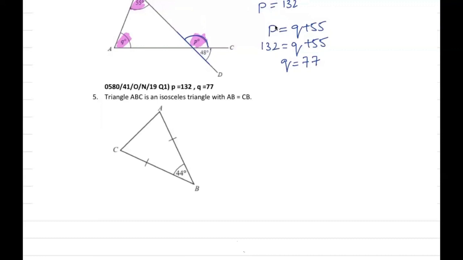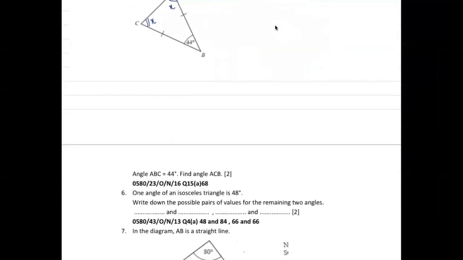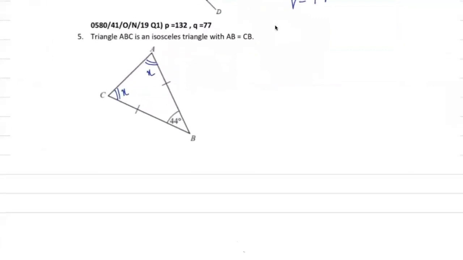Triangle ABC is an isosceles triangle with AB equal to CB. So that means that these two angles are the same. If I call this X, this is also going to be X. Angle ABC is 54, find angle ACB. So we need to find the value of X. So X plus X plus 54 must be equal to 180. So X is going to be 180 minus 54, divided by 2, that is 63 degrees.